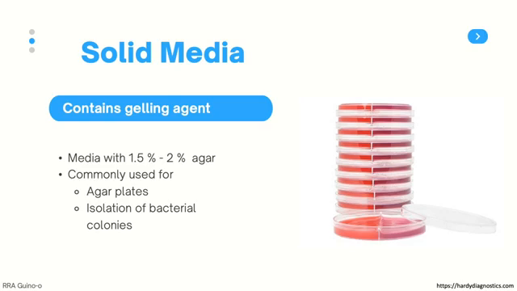This is because this media contains a large amount of gelling agent, with most media containing 1.5 to 2% agar. The most common use for this kind of media is for making agar plates, such as the ones you see on the right, and for the isolation of bacterial colonies. Since the media is solid, bacteria cannot spread outward. Instead, when they divide, they grow on top of one another, forming a visible mass called a colony.